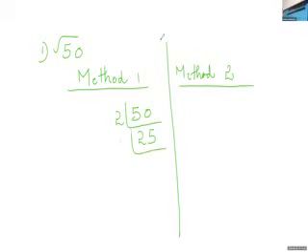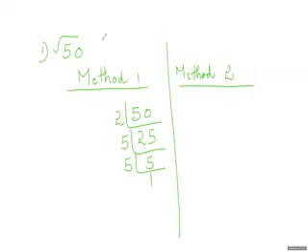Now can you divide 25 by 2? No. Which is the next number we can divide with? 5. How did you understand 5? The unit digit is 5. Very good. So we are dividing with 5. 5 into 5 is 25, so we get 5, and then next we can divide by 5 again, and it is 1.